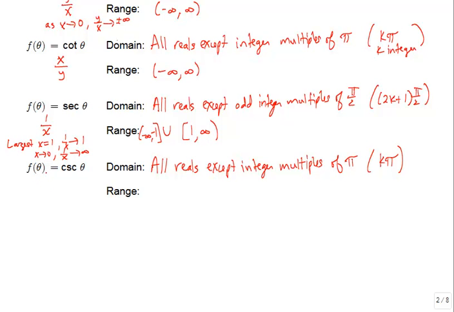The range of cosecant is exactly the same. So the largest that y could be would be 1, so the smallest this fraction would be is also 1. And as y goes to 0, this fraction blows up. And in the negative direction, the biggest that y could be would be -1, which makes the fraction -1, and as y goes to 0 through the negatives, this is going to blow up towards -infinity. So the range of secant and cosecant are the same.